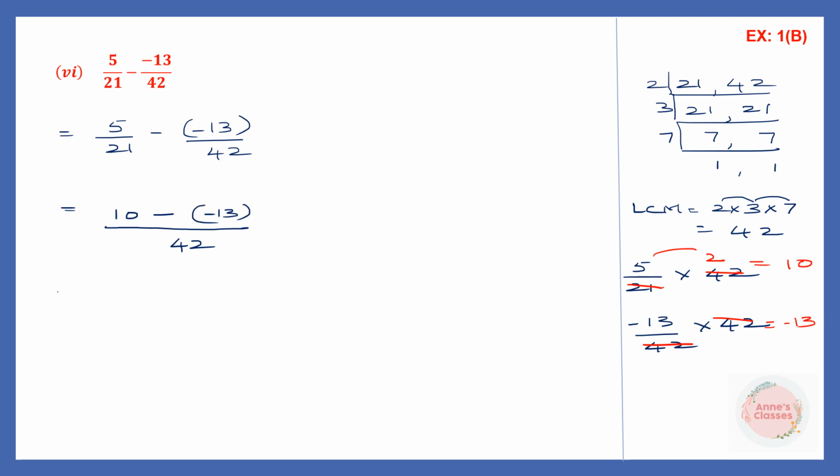Now let's remove the brackets. 10 plus 13. Minus into minus is plus by 42. Now 10 plus 13 is 23 and the denominator is 42. 23 by 42. This is our answer.